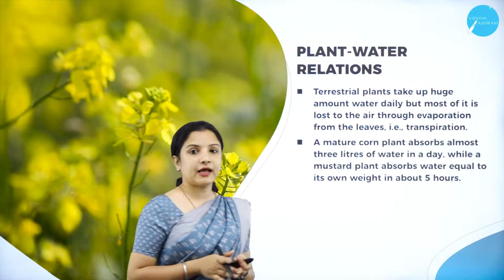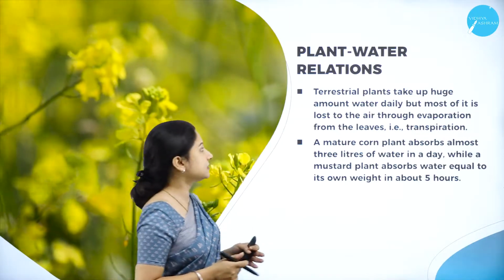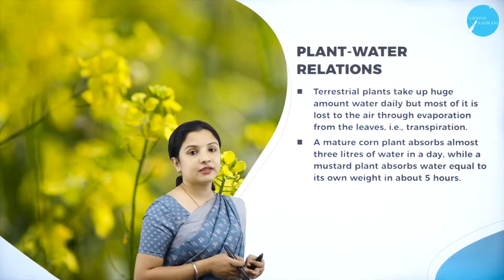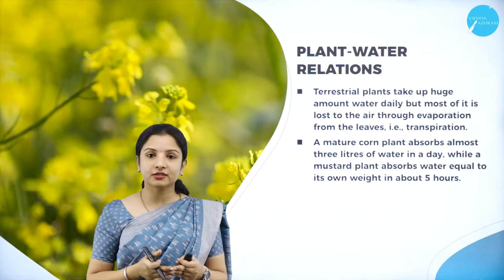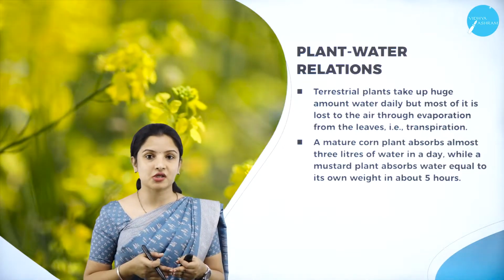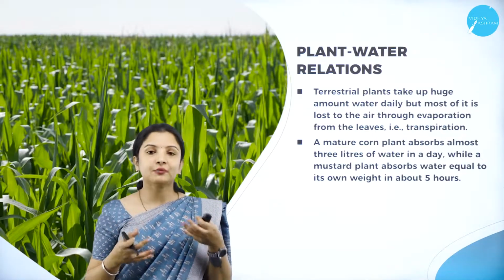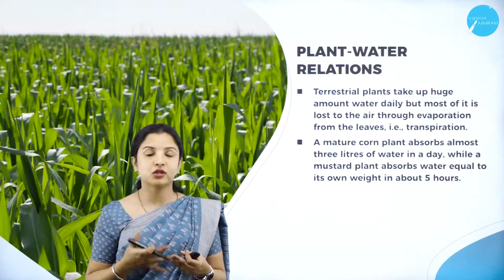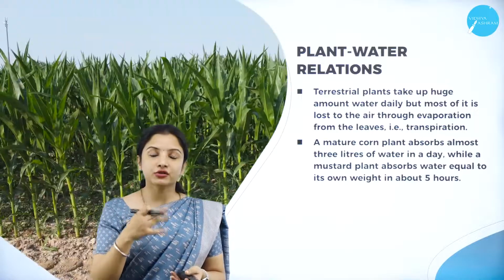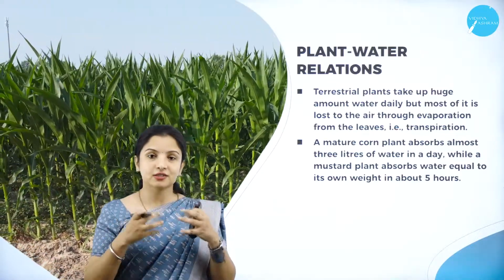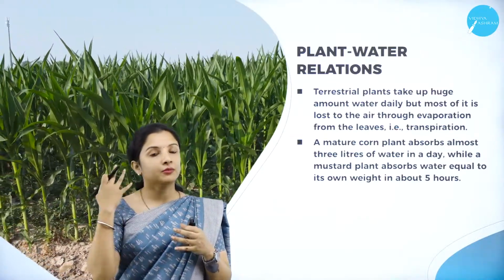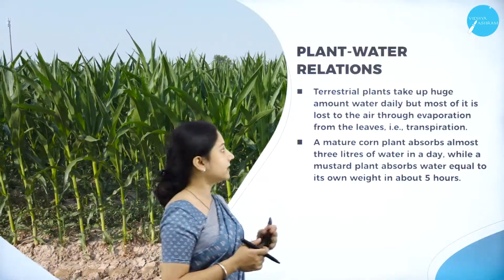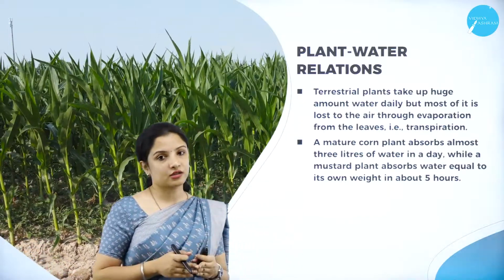Terrestrial plants, the land dwelling plants, take up a huge amount of water daily, but most of it is lost in the air. How is it lost in the air? By a process called transpiration. The roots keep absorbing water, but what will happen to the excess water which is not required by the plants? During the daytime, the excess water in the plants leaves the plants, or is given back to the environment, through a process called transpiration, and transpiration occurs through the leaves.